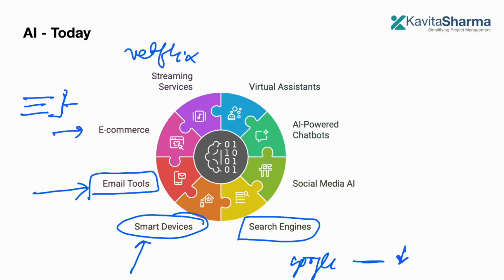Then you have social media AI, things like Instagram, YouTube. They tell you suggestions based on the things which you have been watching. In fact, I have seen in YouTube, it shows you videos that your friends have been watching. So this is something which I experimented, and I asked my friend, have you seen this video?